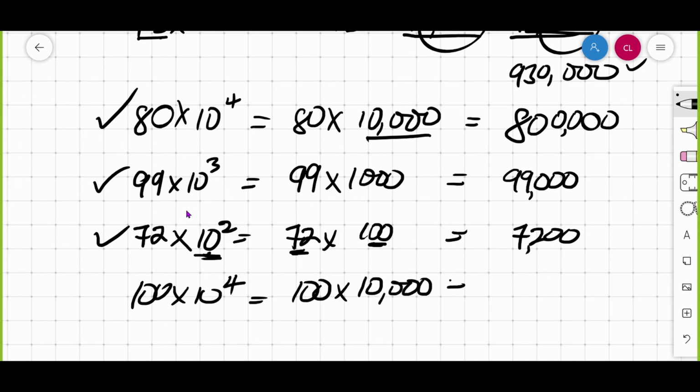10,000. So this should be equal now to what? What's your answer? 1 million. So we have how many zeros in all? 1, 2, 3, 4, 5, 6. And that would be a million.